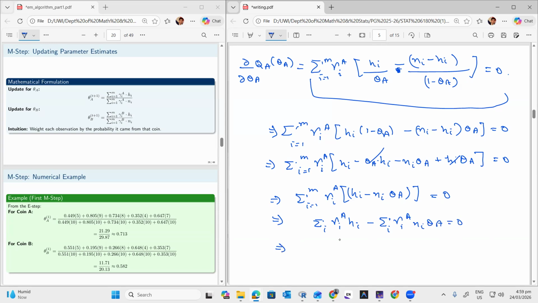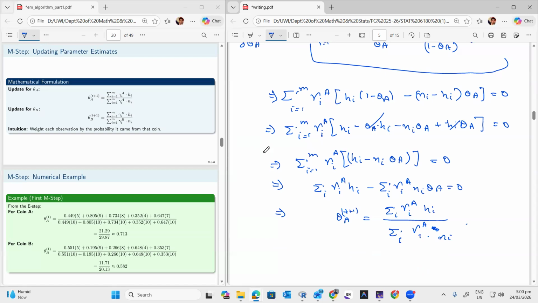After the simplification, theta a at t plus 1 equals summation over the range of i goes to 1 to m gamma ia into h i divided by summation over the range of i gamma ia into n i. This is the formula. Okay, this is the M step formula for coin A.